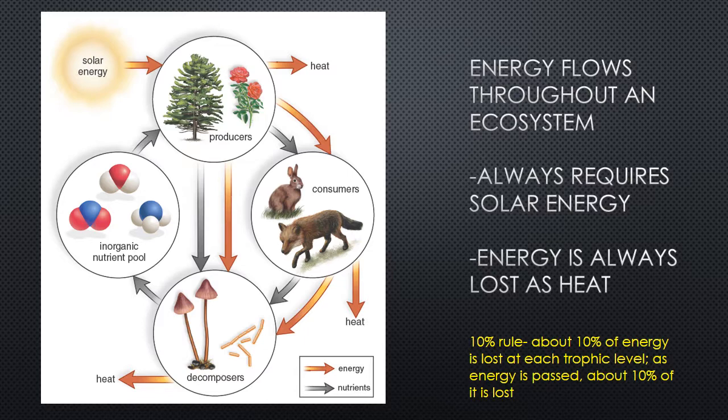One thing I do want to talk about through an ecosystem or through a community is that the energy flow flows through the system, and that always requires solar energy. And the reason for that is because of this 10% rule. About 10% of energy is lost at each trophic level. So from our primary producers to our primary consumers, we'll lose about 10% of the energy. Some of it's lost as heat. Some of it, even through waste, you have heat that's lost also. So there's always a requirement of solar input.